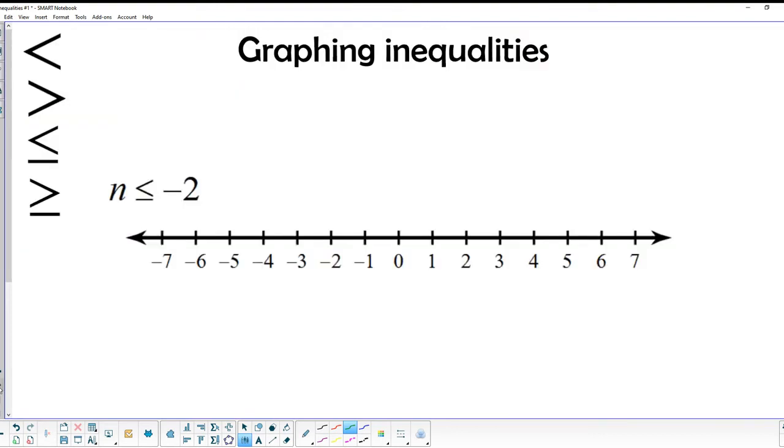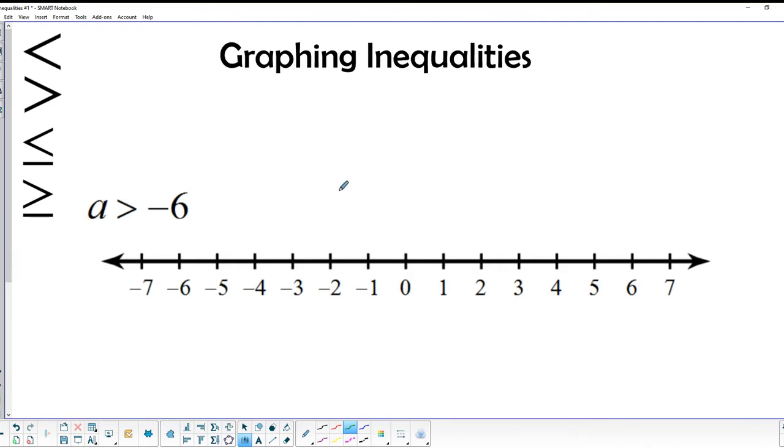So let's graph a couple more. n is less than or equal to -2. So we'll go to -2, make a nice solid dot because it's less than or equal to, and an arrow pointing to the left, just like that. All right, not bad. Let's try a couple more.